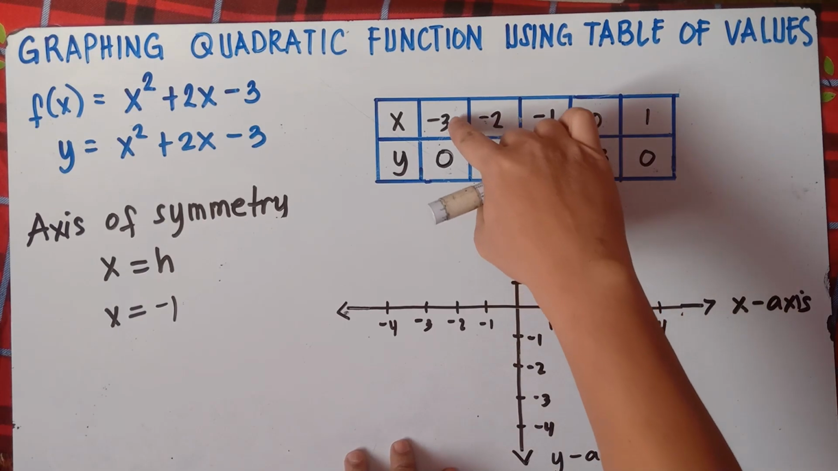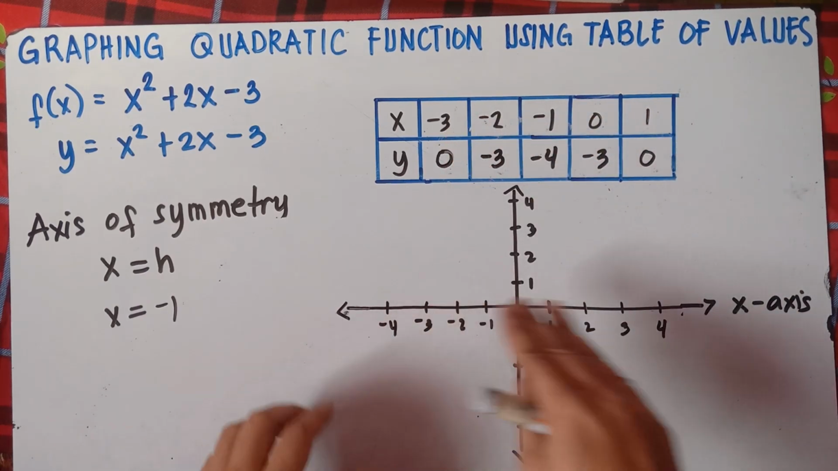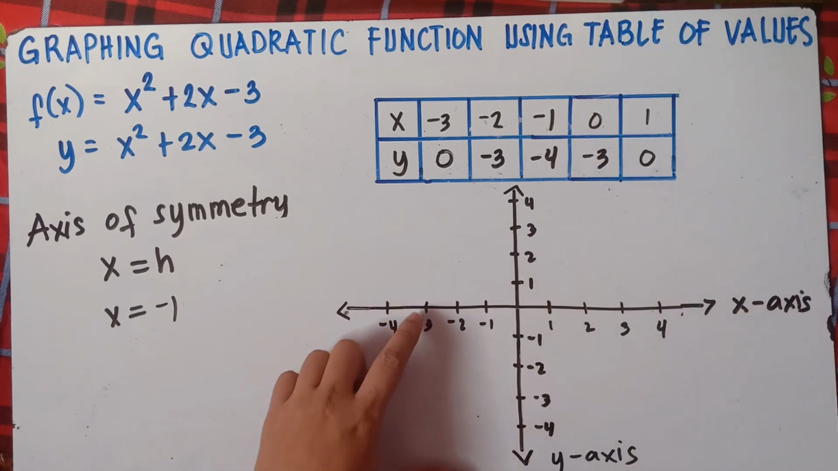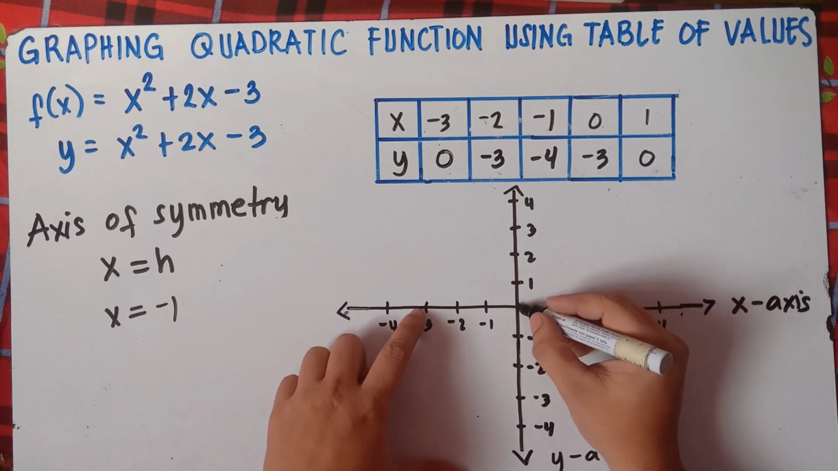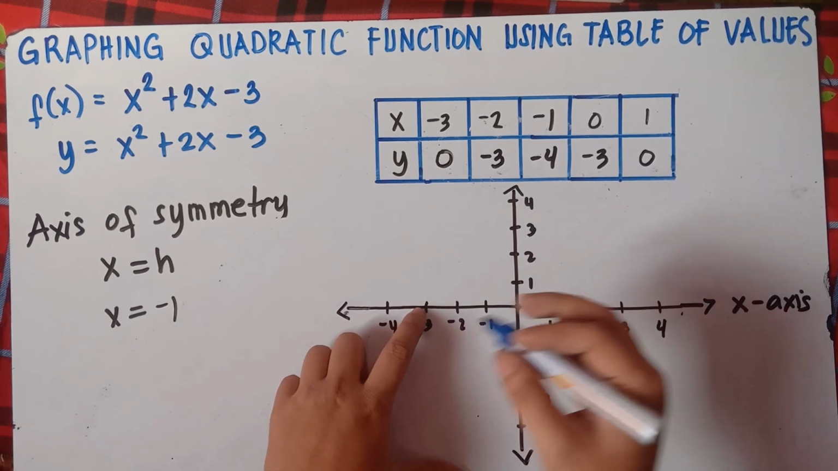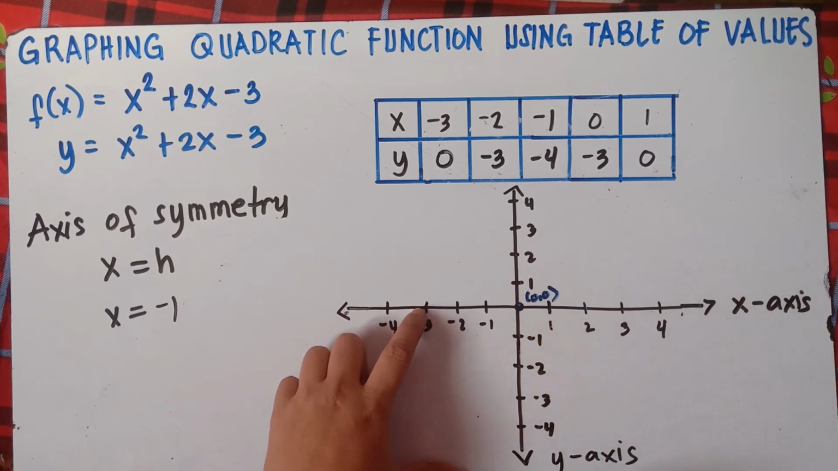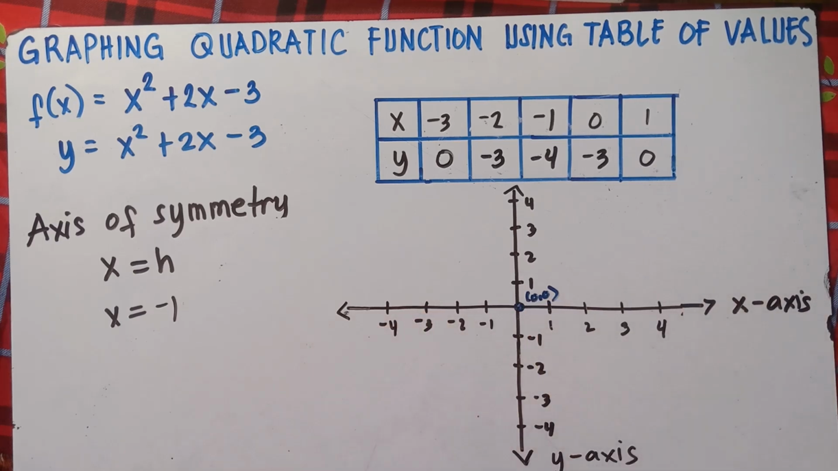Let's start with negative 3, 0. So negative 3 for x. Once again, these are x values and y values. So negative 3 for x and y is 0. Once again, class, this is our origin, the center part. The value of the center part is 0, then 0. I hope you remember this one, class, the origin. x will be 0 and y will be 0.